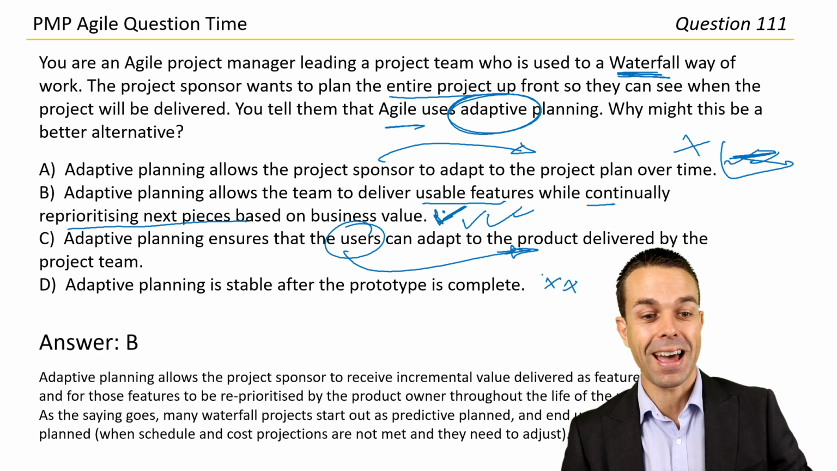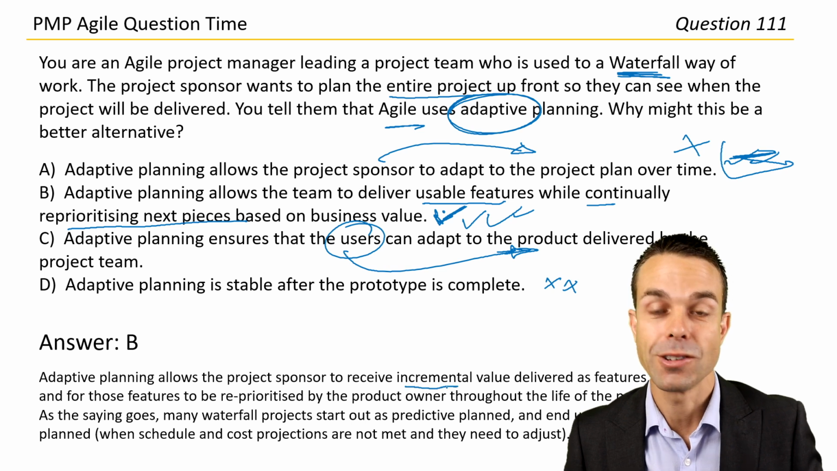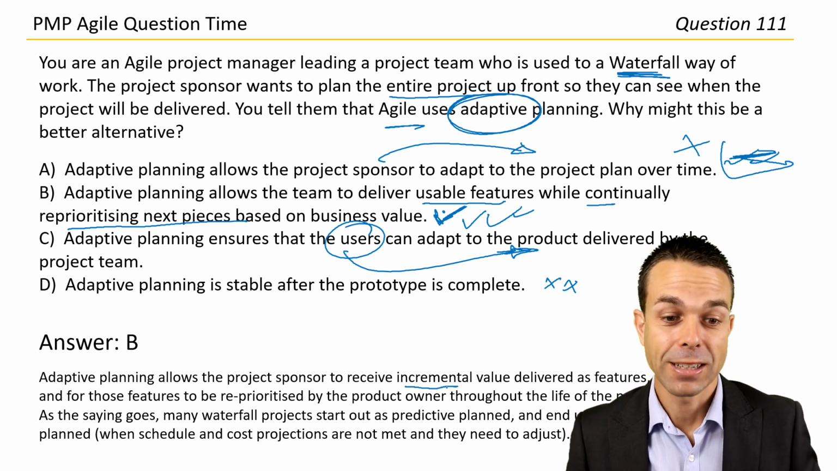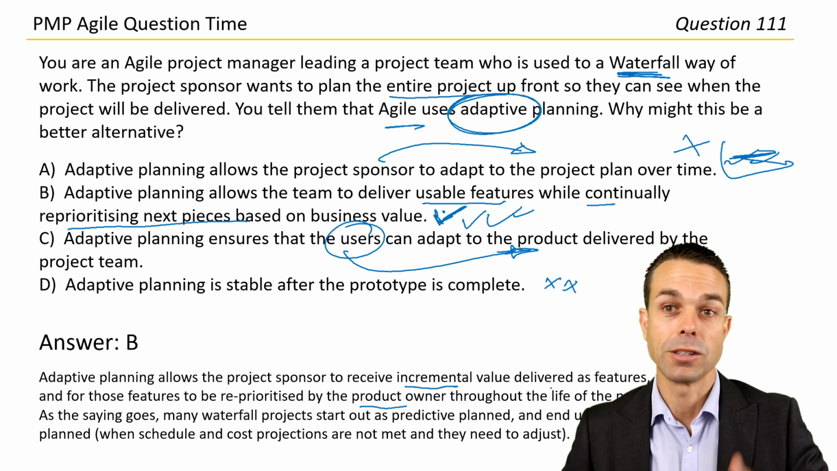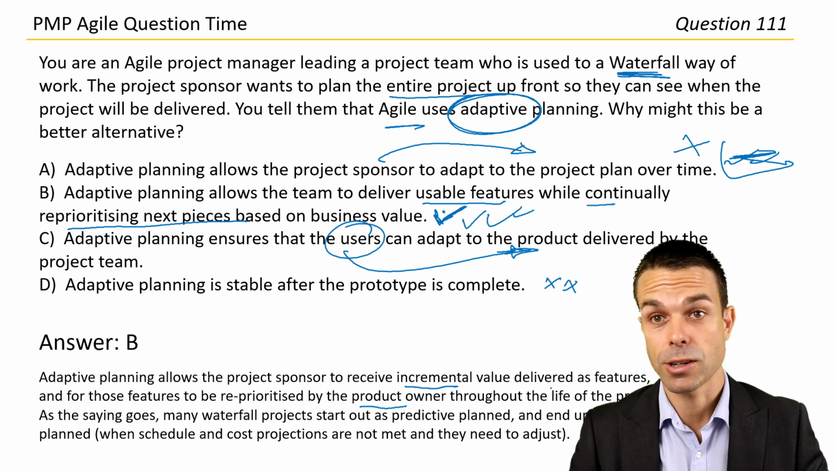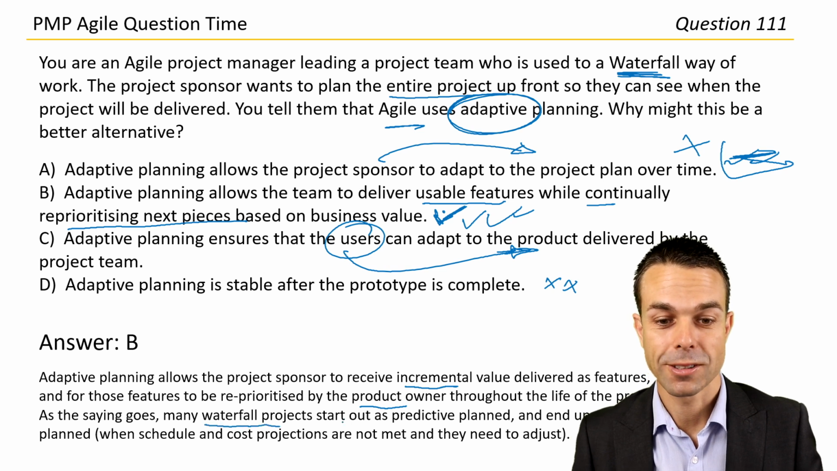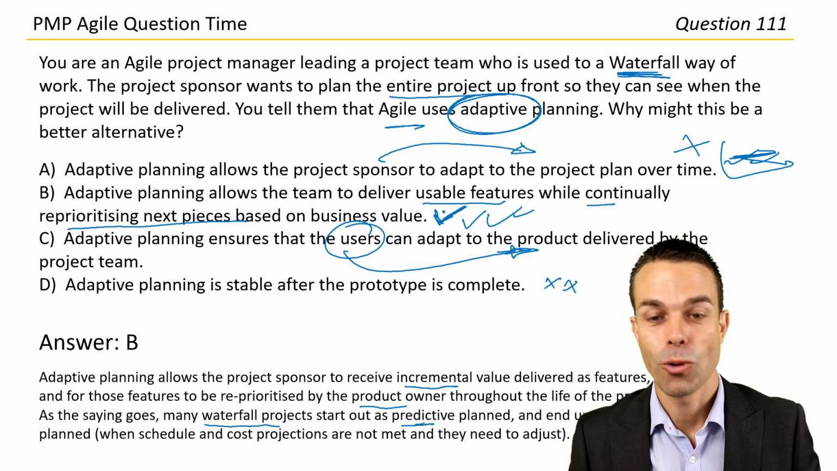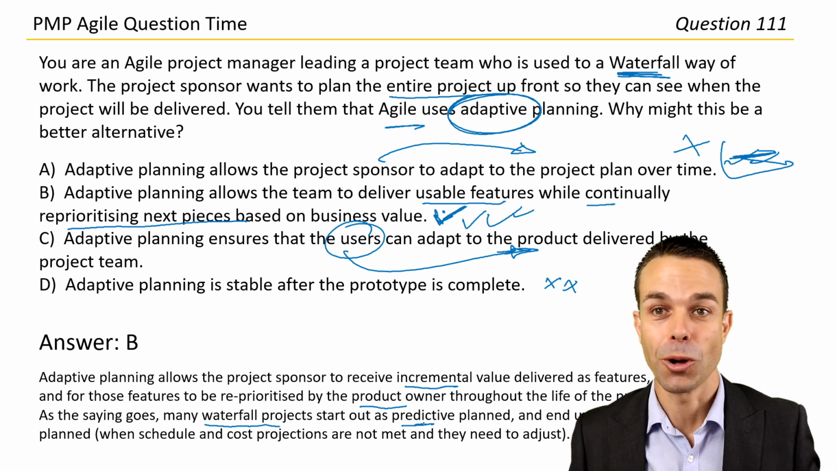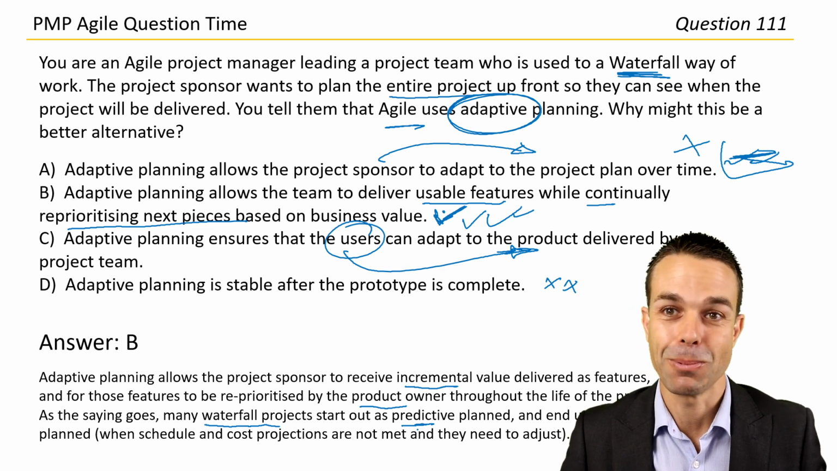And there it is. Adaptive planning allows the project sponsor to receive incremental value delivered as features. And as those features are delivered, they can be reprioritized by the product owner throughout the life of the project so that we're continuously delivering the value that they actually want. And there's a little joke in there that many waterfall projects start out as predictive planned and end up as adaptive planned when the schedule and cost projections are not met and they need to adjust. And yes, that definitely happens all the time.